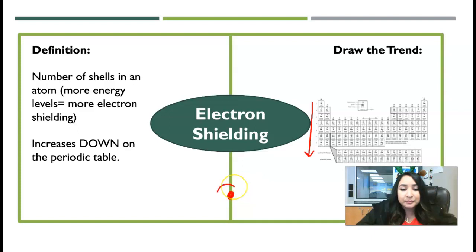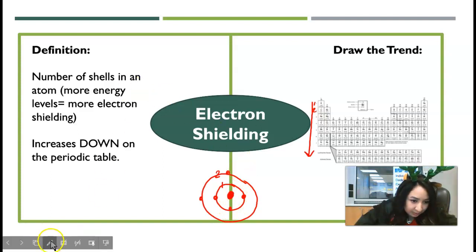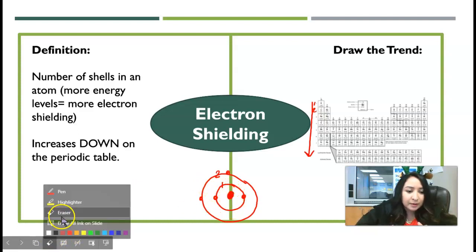So if you have an atom, this is our first energy level, you have these 2 electrons. The ones in the first row have 0 shielding. Why? Because they're feeling the entire pull of the nucleus. But if you were on the second energy level, meaning the second row, these electrons on the second row are shielded by the electrons on this first energy level. This is the first energy level, this is the second one.